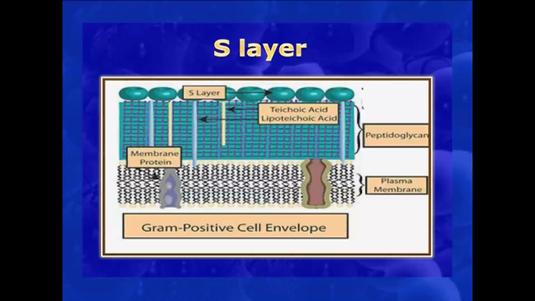S layer. Another important virulence factor related to some gram-positive organisms. It acts as an adhesin-like molecule by which it can adhere to different types of other cells.